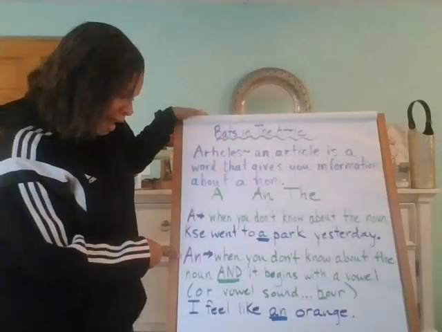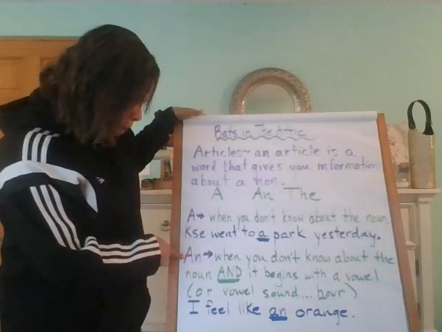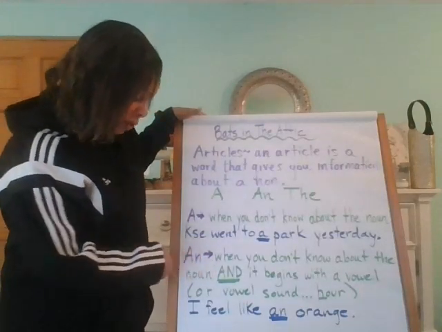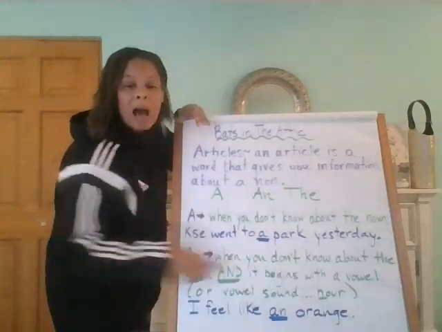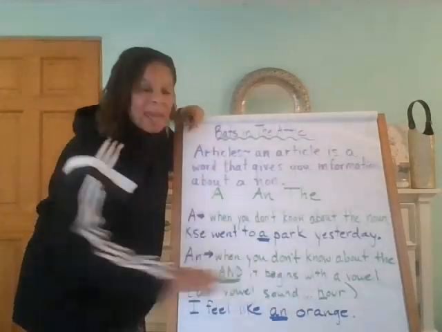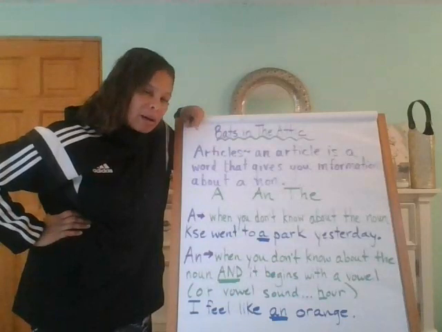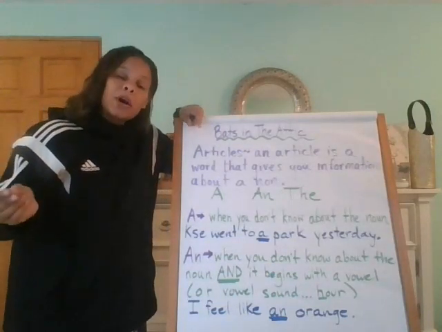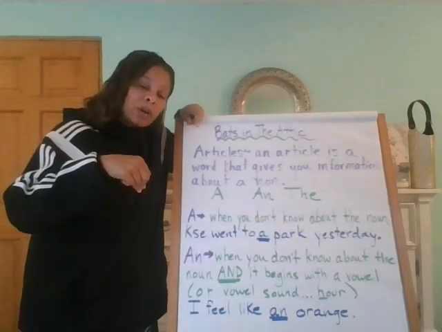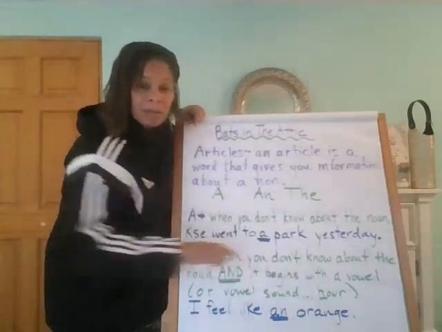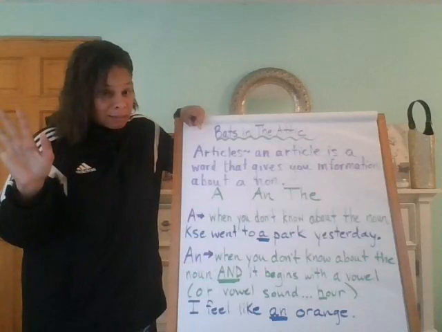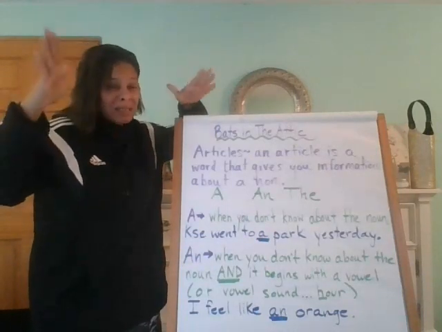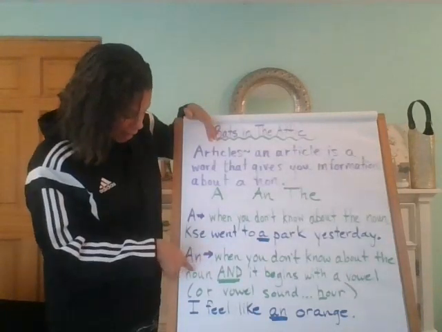Okay, so for using an, when you don't know about the noun and it begins with a vowel or a vowel sound, so like the word hour, even though hour begins with an H, it makes an ow sound, kind of like a vowel. So if a word has a vowel as the first letter or begins with a vowel sound, you're going to use an. And if it's not definite, if we talk about anything, not anything specific, we're going to use an.